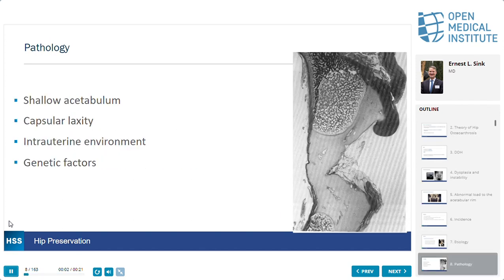So it's usually a shallow acetabulum with capsular laxity, and the intrauterine environment. The reason for breech is because the leg is stuck against the sacrum, their head's down, and if you can't move the leg, like in arthrogryposis, the hip doesn't form normally, okay? And then the postnatal environment and genetic factors.